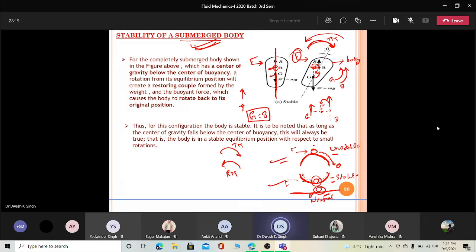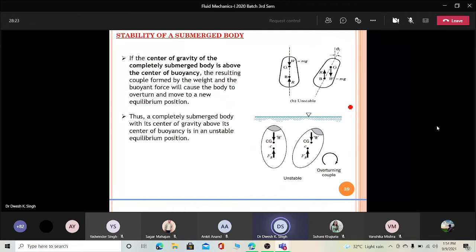Okay, so this is the concept behind why this stability. Now, what happens when there comes the instability? So in the instability case, the G goes up and buoyancy goes down. This is the condition for the unstable conditions. When such a condition arises, when you apply a force, the restoring torque, this is your overturning force.